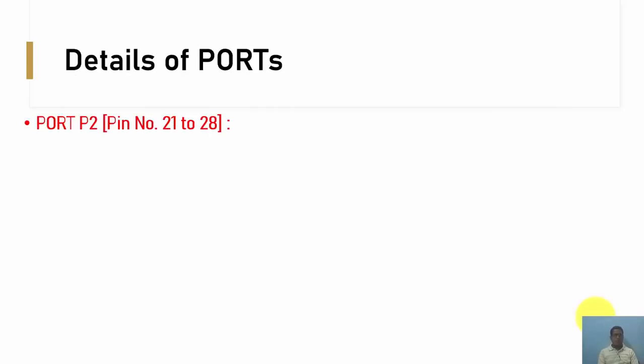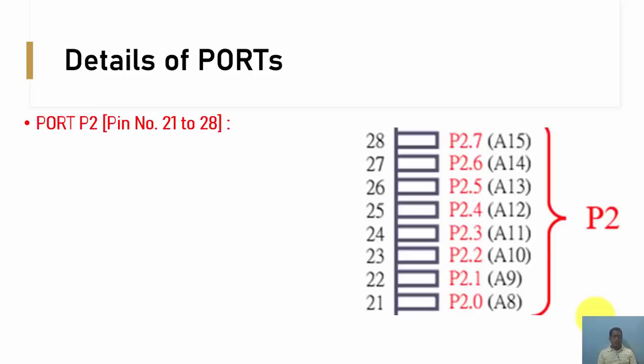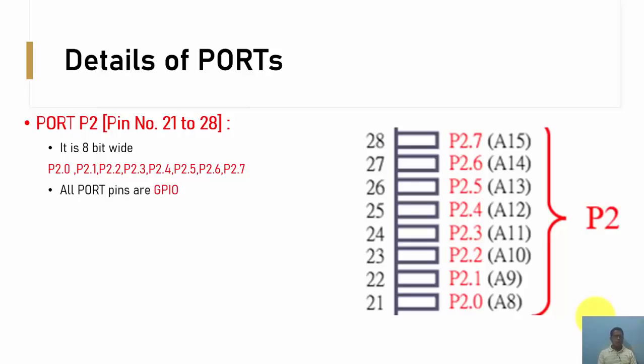The next port is port P2. Pin numbers 21 to 28 are associated with port P2, as shown here. Like port P0 and P1, port P2 is also 8-bit wide. P2.0, P2.1 are the notations used to access the individual port pins. All these port pins work as GPIO, that means general purpose input output. When we talk about the dual role associated with port P2, it carries the higher 8 bits of the memory location address, as shown here, A8 to A15.